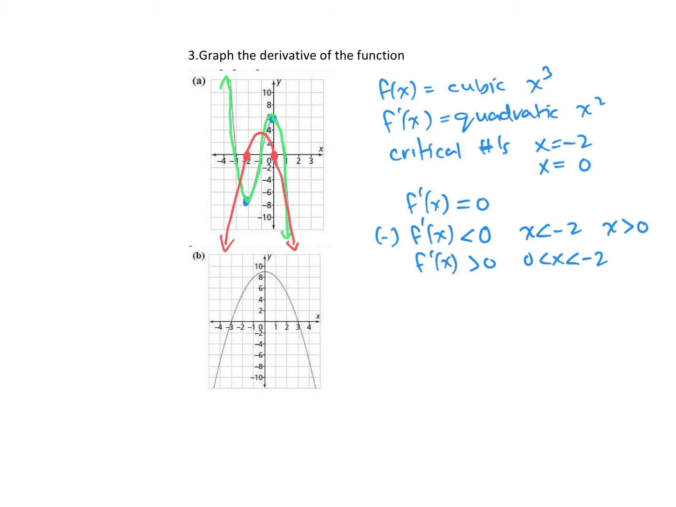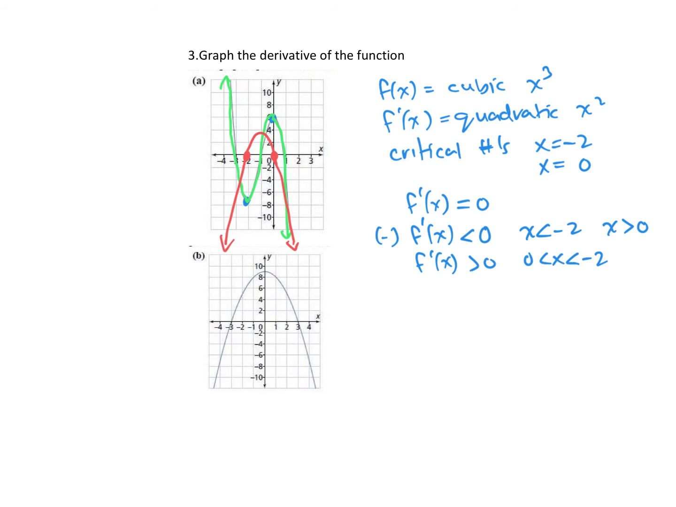So I'm looking at the turning points to give me my critical points on the derivative. That's where the value of f prime of x would be 0. And then I'm looking at where it is increasing, which would be positive on the derivative, and where it is decreasing, which would be negative on the derivative.